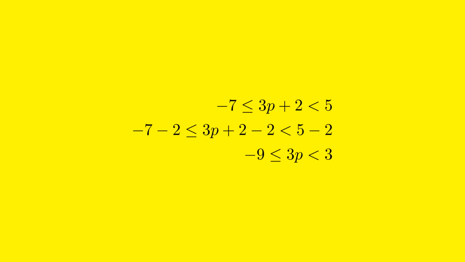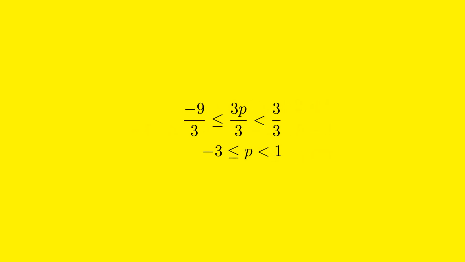In this step, we subtracted 2 from -7, giving us -9. We also subtracted 2 from the middle expression, removing the plus 2 and leaving us with 3p. Finally, subtracting 2 from 5 gives us 3. So our inequality now reads, -9 is less than or equal to 3p, which is less than 3. This completes step 1, where the expression was altered by subtracting 2 from every part of the inequality to begin isolating the variable term 3p.